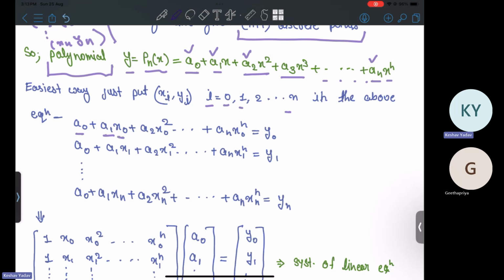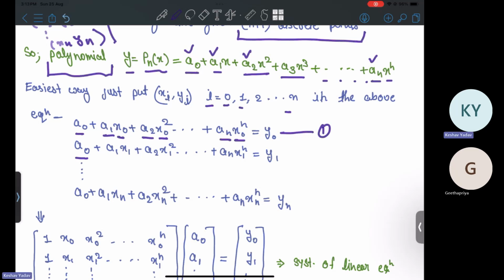a0 plus a1 x0 plus a2 x0 square plus, similarly, an x0 to the power n. This will be equal to what? This will be equal to y0. This is my equation 1.